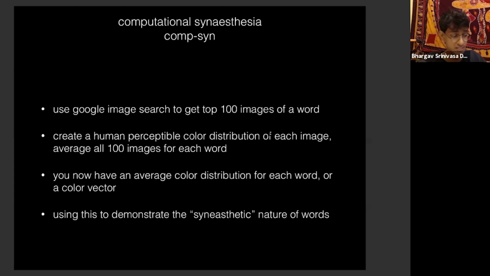So we basically took these more human perceptible color distributions. We get this massive NumPy array of all these RGBs, transform it using a basic array matrix transformation into this human perceptible color scheme, average all of these 100 images for each word, and boom, we now have a simple vector, a distribution of human perceptible colors for each word.